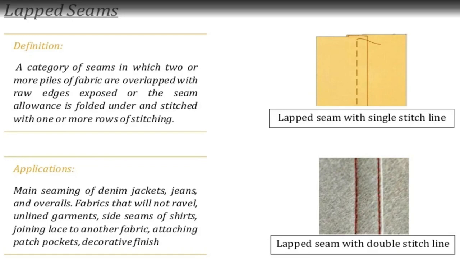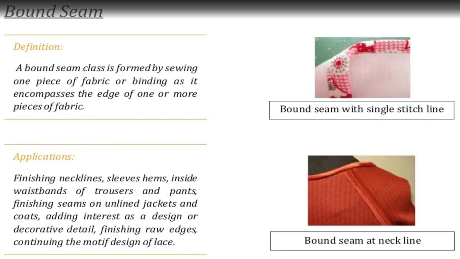finish. Bound seam. A bound seam class is formed by sewing one piece of fabric or binding as it encompasses the edge of one or more pieces of fabric. Applications: finishing necklines, sleeves, hems, inside waistbands of trousers and pants, finishing seams on unlined jackets and coats, adding interest as a design or decorative detail, finishing raw edges, continuing the motif design of lace.